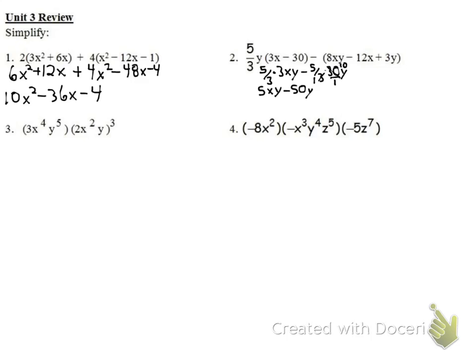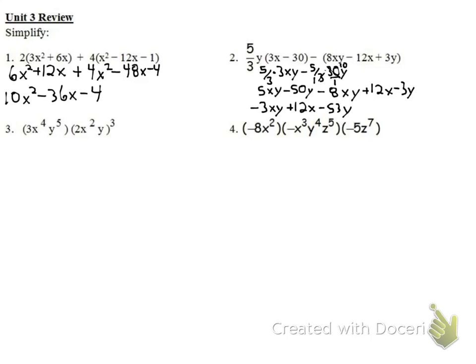So it's going to be negative 50y minus the other polynomial. I like to distribute the negative, so I make that negative 8xy plus 12x minus 3y. Notice I changed the sign on all those terms. So now I combine like terms. I get negative 3xy with negative 8 and 5. I only have one x, so that's 12x. And it looks like negative 53y.